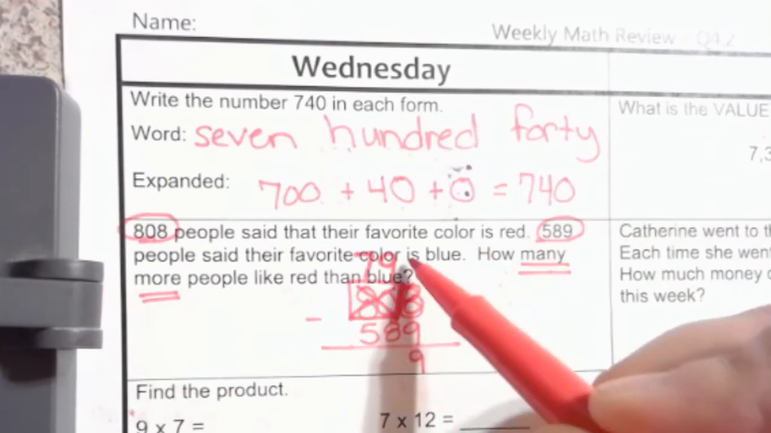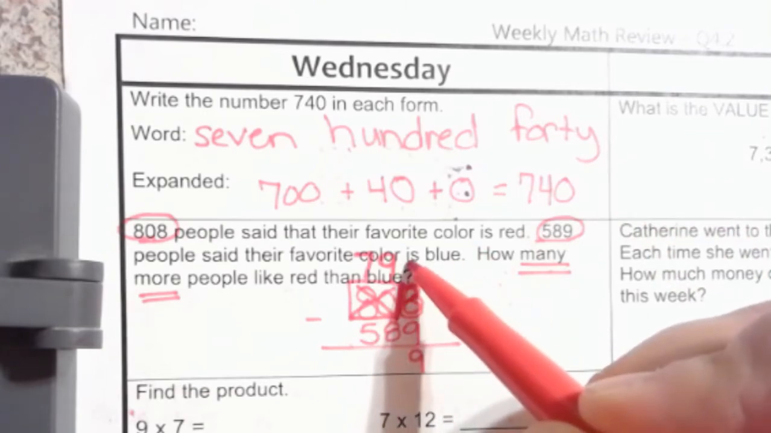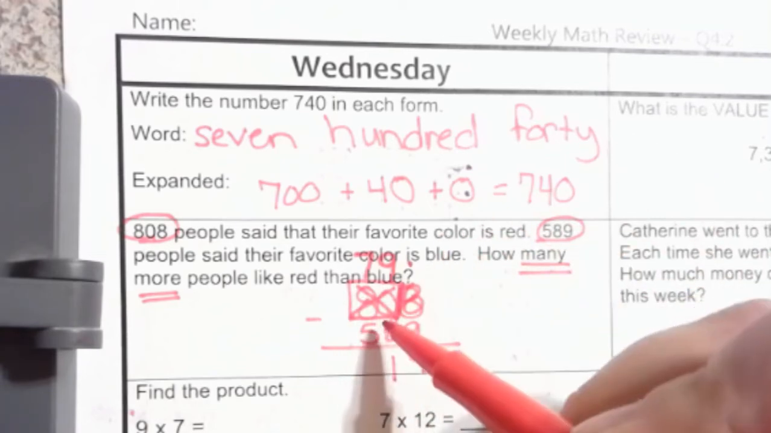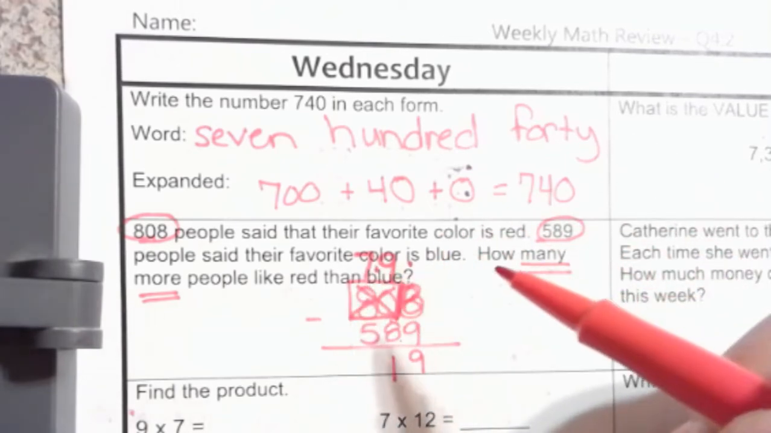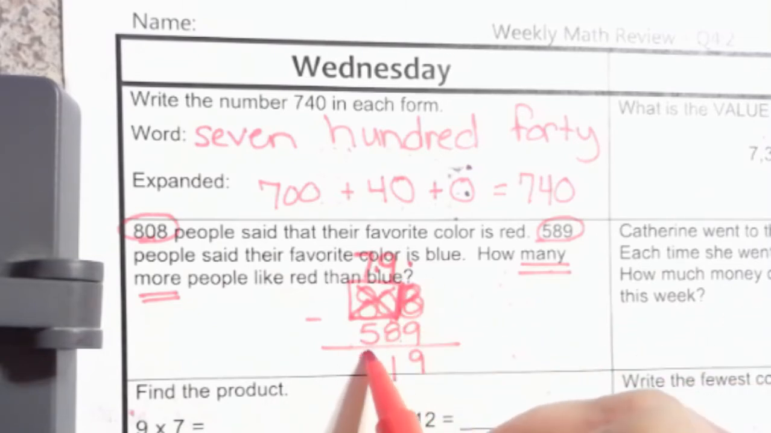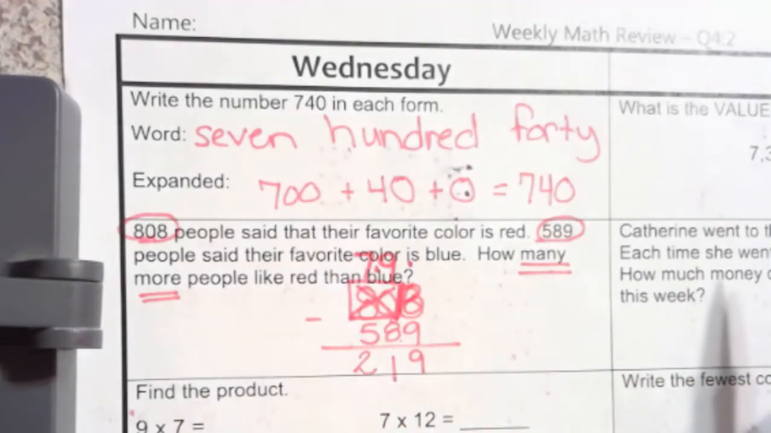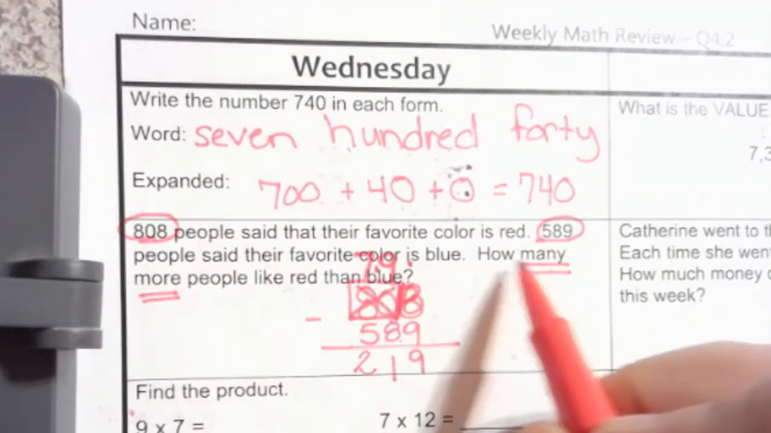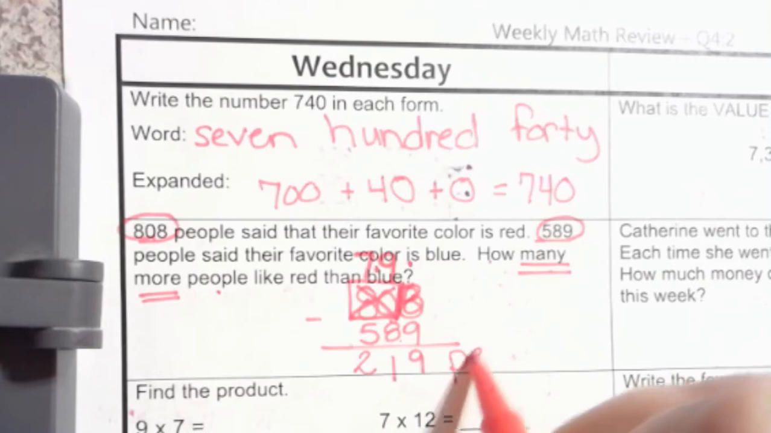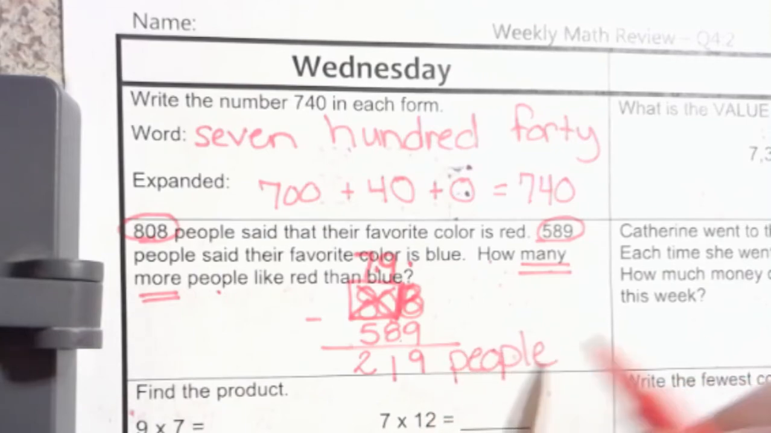There's more on the top, so no need to stop. 9 minus 8 is 1. There's more on the top, so no need to stop. 7 minus 5 is 2. And I need a label. 219, what are we talking about? How many more people? 219 people.